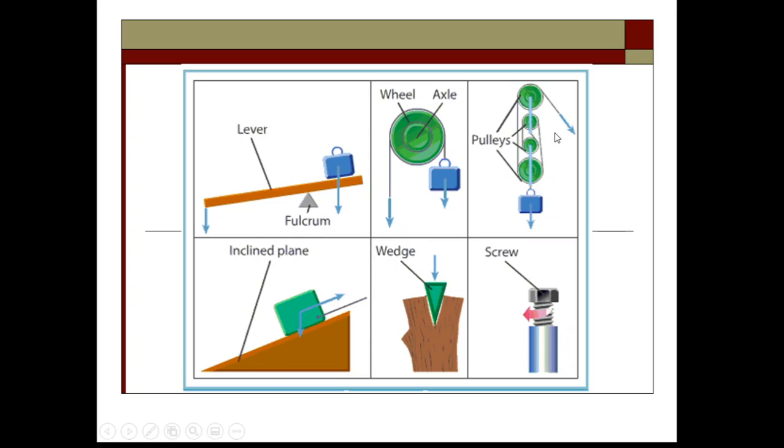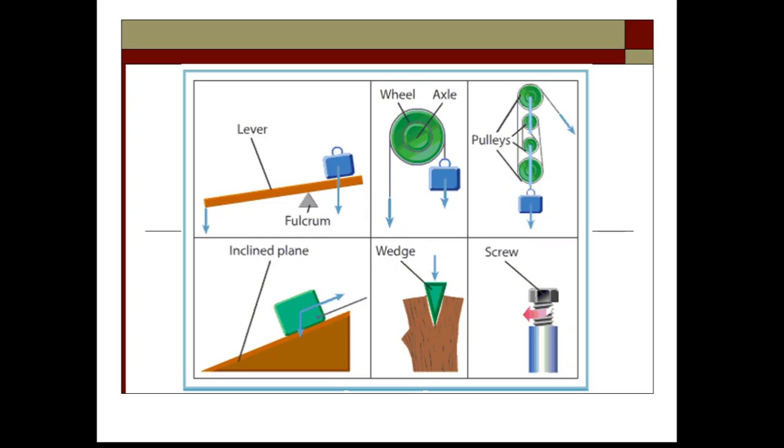Pulleys are where you have a rope or a chain around the wheel. You will see that if you're raising a flag on a flagpole, there's a pulley at the top, things like that, and that's changing the direction of the force. So you can pull down and the flag goes up.